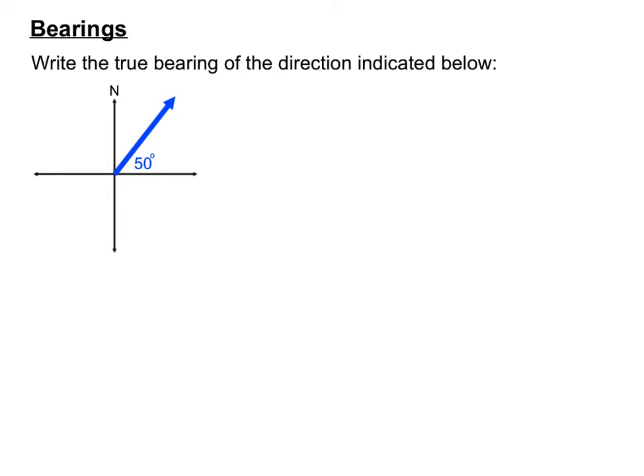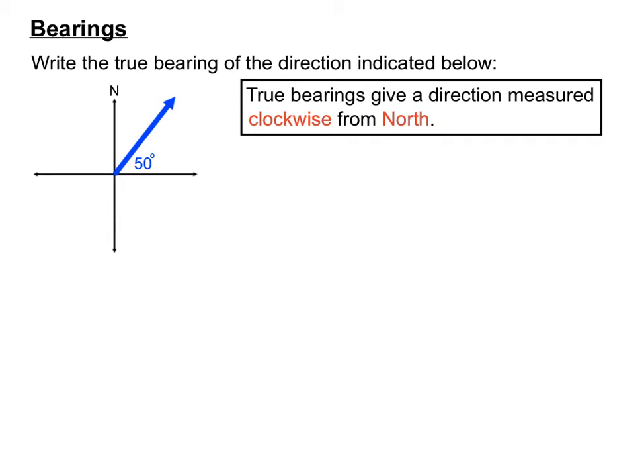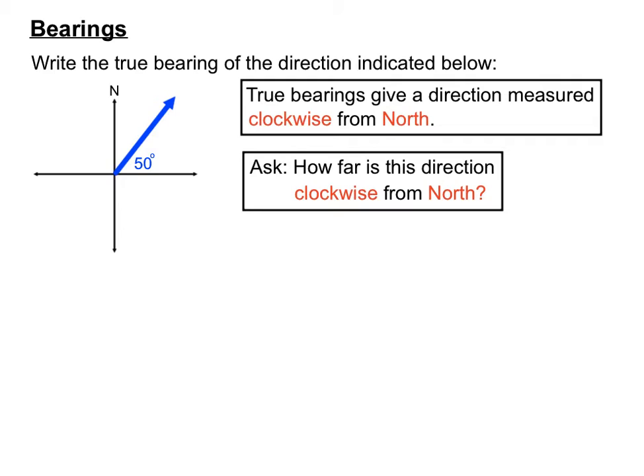Okay, here are some of the questions we can get. This one asks us to write the true bearing of the direction indicated by the blue line below. Now, if it's a true bearing, let's remember that true bearings give a direction measured clockwise, always, from north. So we'll ask ourselves, how far is this direction clockwise from north? How far have I gone from north around clockwise to get to the blue line there? Now you'll see there's an indication of 50 degrees here, and there'd be 90 degrees between north and that east line there. So can you calculate how much would be moved around clockwise from north in this situation?